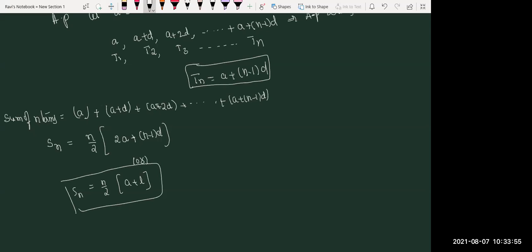For Monday's exam, they will ask you to find the series which has the sum of n terms, and how to find the nth term of the given series. Understand? Sum of n terms, and how to find the nth term of the given series.